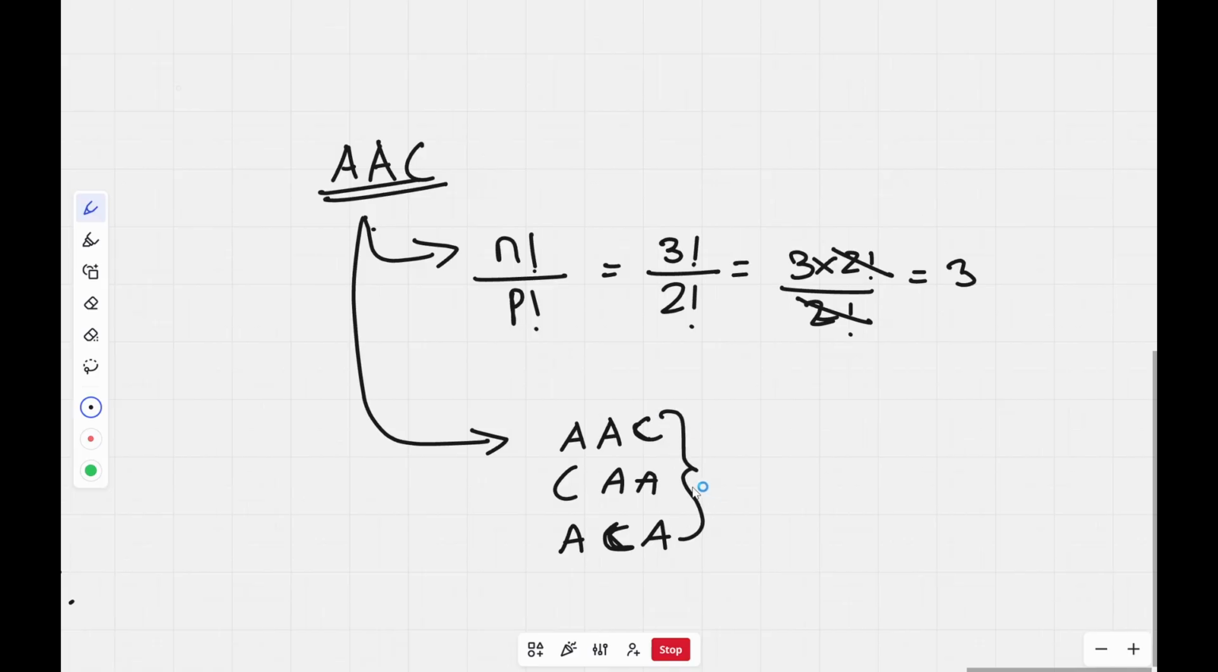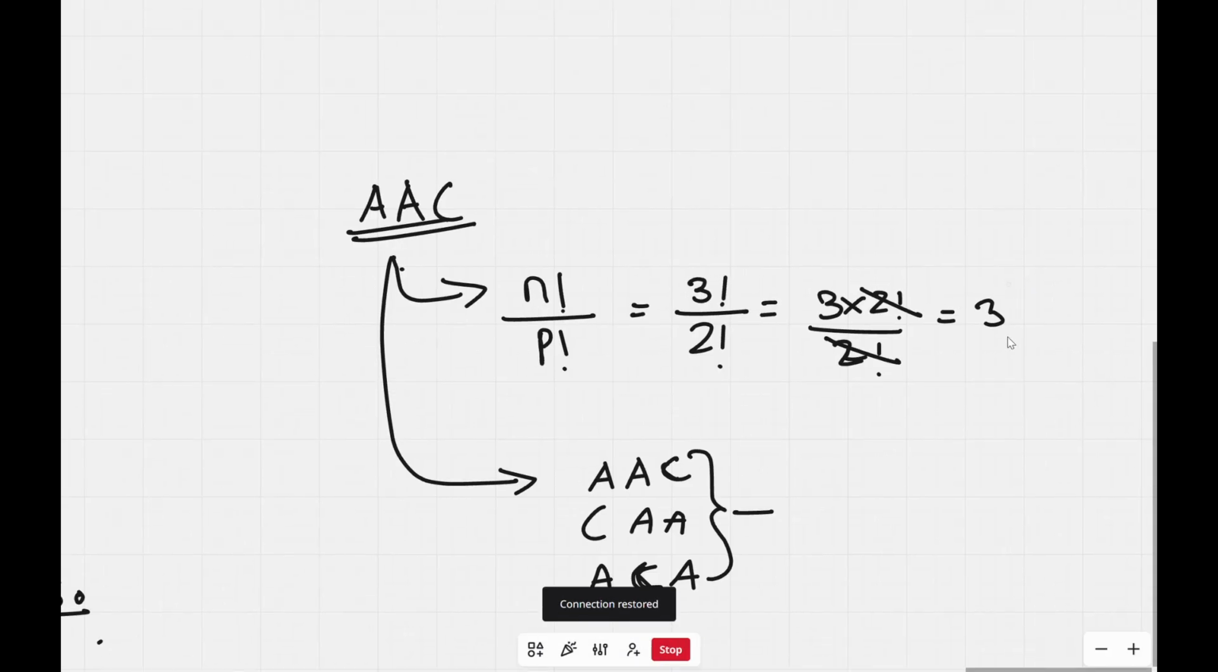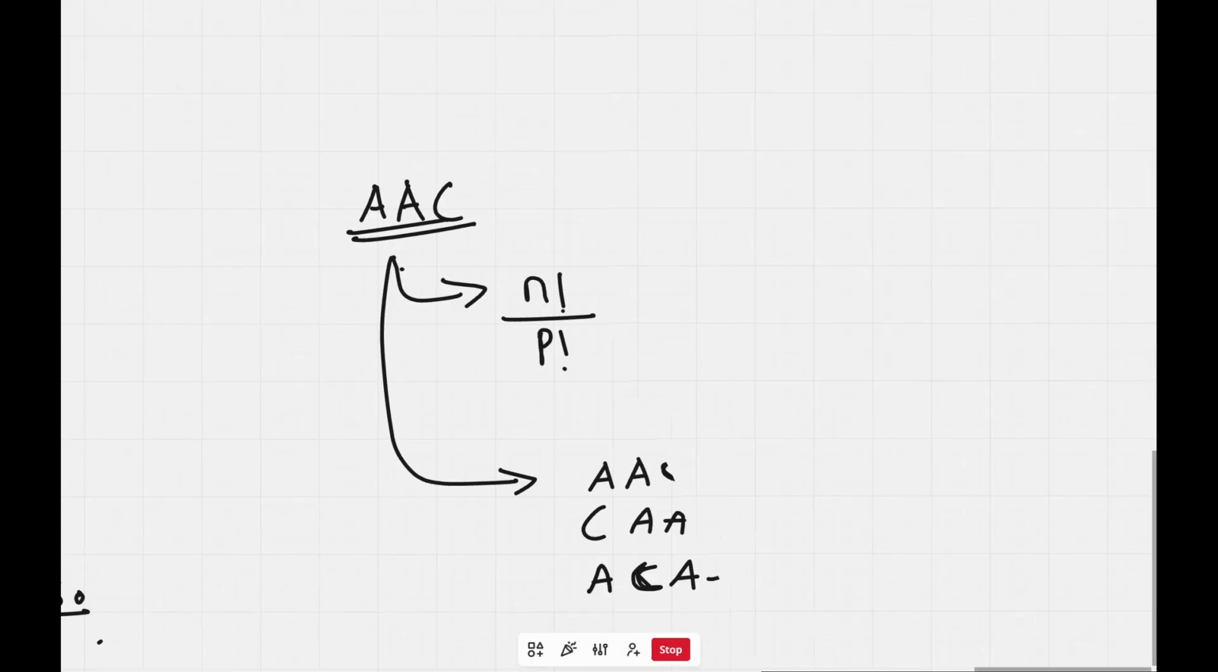So as you can see, we had three arrangements here and three arrangements here. All right, guys. So now let's solve some JEE level questions. Easy JEE Mains level questions, they are very easy.